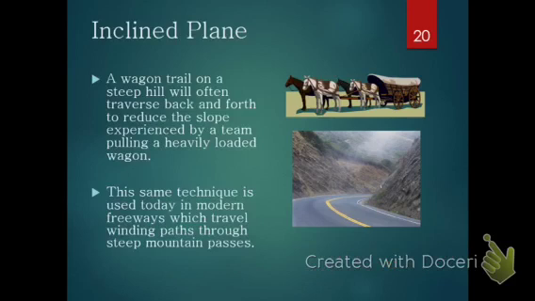So think about roads going up a mountain and stuff. Those are inclined planes, and they help us get up the mountain easier without using as much gas. But because it's an inclined plane, it's going to take longer. That's what we were just talking about with the amount of work that's being done. So the displacement is going to be further. Okay, so like I was saying, the same technique is used today in modern freeways, which travel winding paths through steep mountain passes. And that again is to reduce the amount of force needed to get to the same place, but it's going to be the same amount of work.